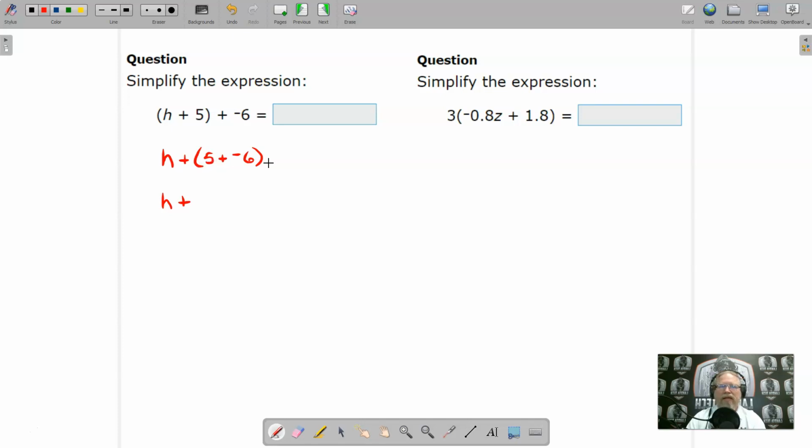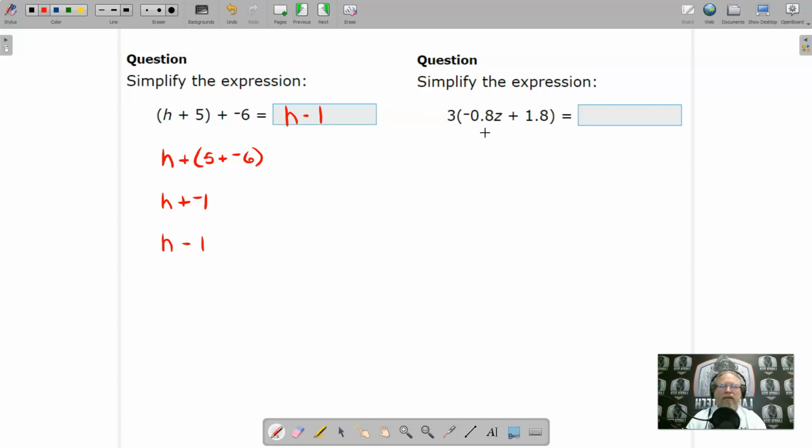Well, the 5 is positive, the 6 is negative, so we know we can actually subtract those. So 6 minus 5 is 1. And the 6 has the greater absolute value, and it's negative, so I'm going to make my answer negative as well. And I can rewrite this, change the sign from addition to subtraction. The opposite of negative 1 is positive 1, and we end up with h minus 1.